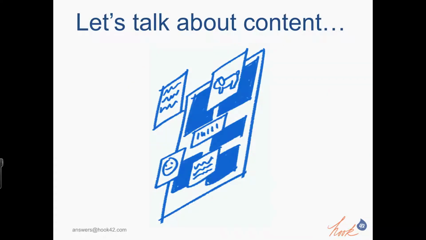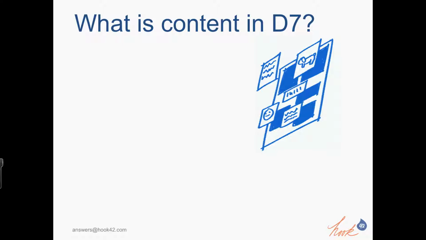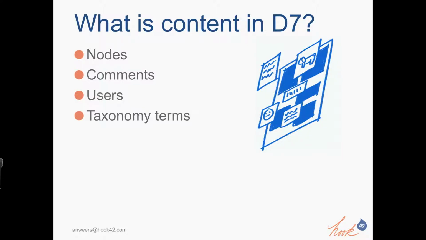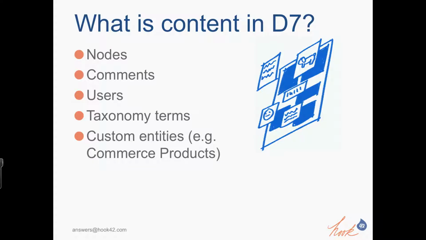All right. So let's talk about content. And that's all of the information that you add into your website and you display out to your users. And so what is content in Drupal 7? Nodes, right? That's the most common one. Comments are content. Users are content. Taxonomy terms. And custom entities like commerce products. So are you guys all familiar with these as a concept of content?